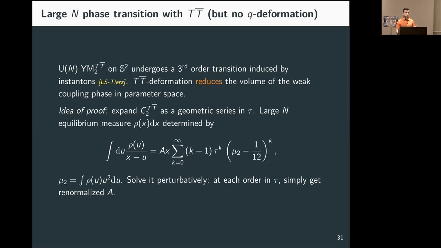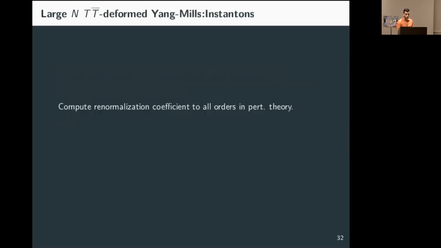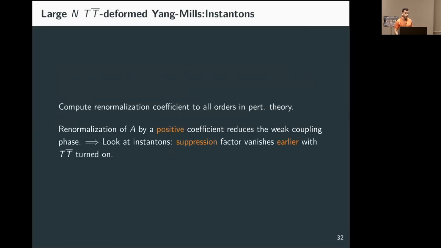So we can solve this perturbatively in tau, and we see that at each order we simply get the same solution as Douglas and Kazakov, but with a renormalized area. And in fact, we can go on and eventually solve this to all orders in perturbation theory. And we find that the area is renormalized by a positive coefficient larger than 1. So we see how the weak coupling phase is reduced because the area becomes larger by the TT-bar deformation, and so it reaches the critical value earlier.